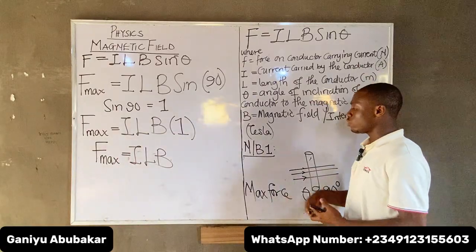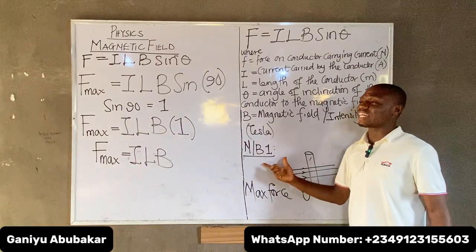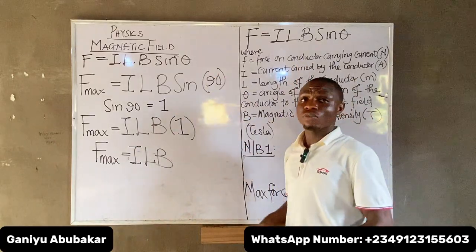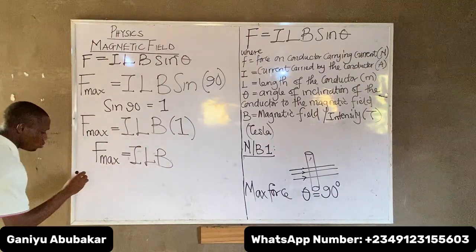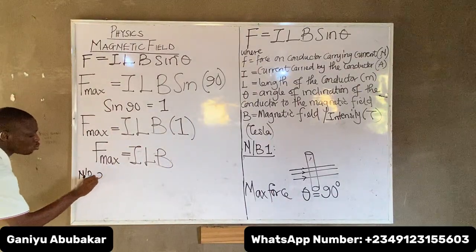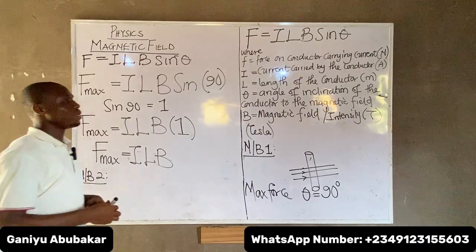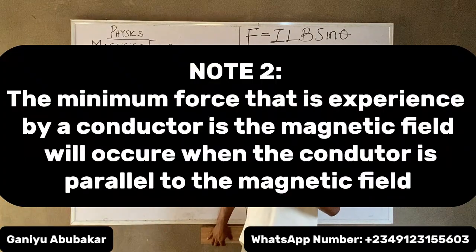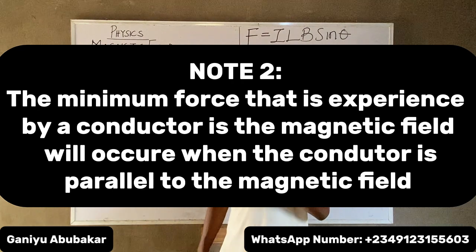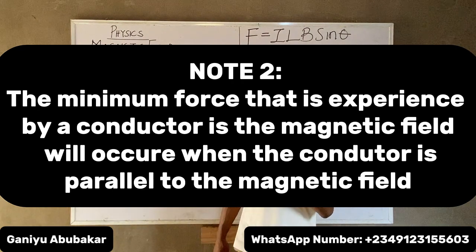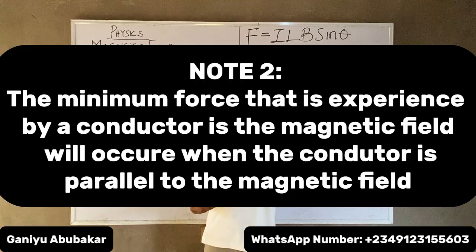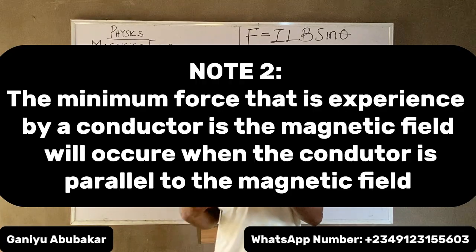Now, for case one, note one was that when the forces are at maximum, what are the forces at minimum, right? Note number two, please. The minimum force that is experienced by a conductor in the magnetic field will occur when the conductor is parallel to the magnetic field.